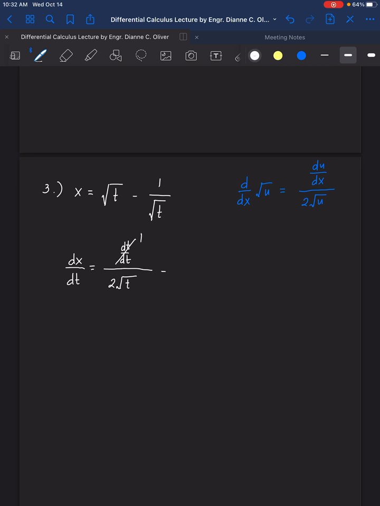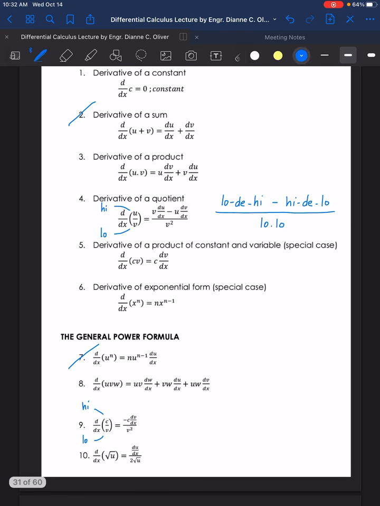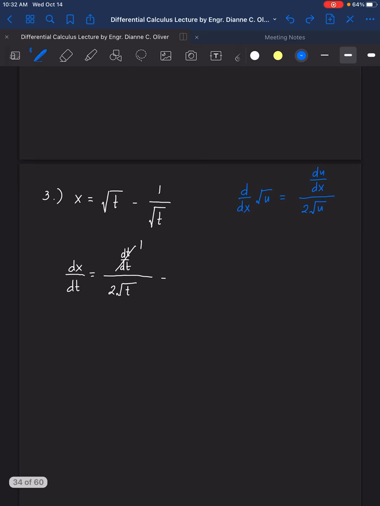Minus, now here comes a lot more complicated part. It is a radical sign and it is in quotient. So we will be using the pattern for the derivative of a quotient. If you recall, we have the low d high, high d low pattern. Low low. So let's have the pattern for the derivative of a quotient.